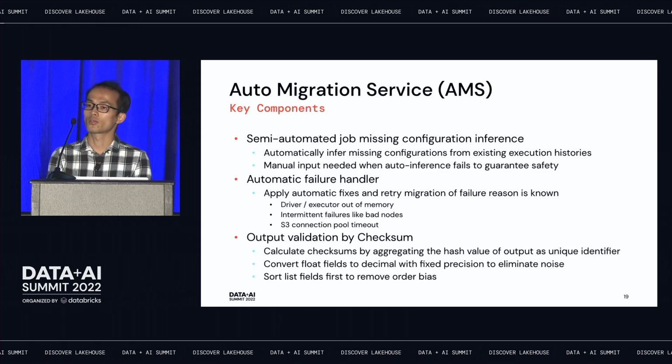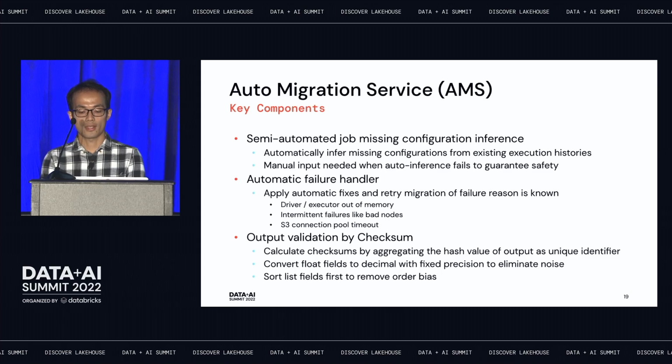There are some key components to make AMS resilient and intelligent. So in the prepare config state, it will first try to automatically infer the missing configurations from the historical executions. And it will only require manual input if the auto inference failed. This can help save lots of manual effort. And besides, the AMS is designed to automatically recover from some common failures, like the driver or executor out of memory. And we use checksum to perform the data validation by aggregating the hash value of the output data.